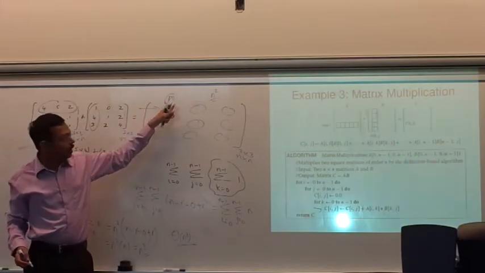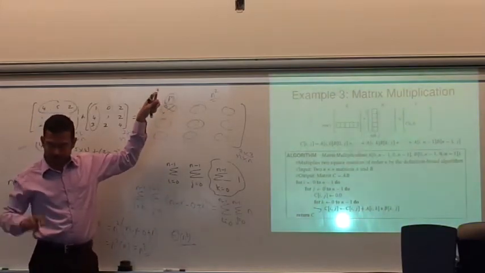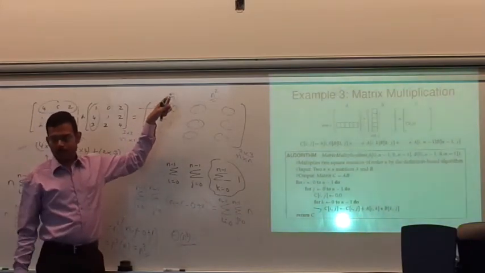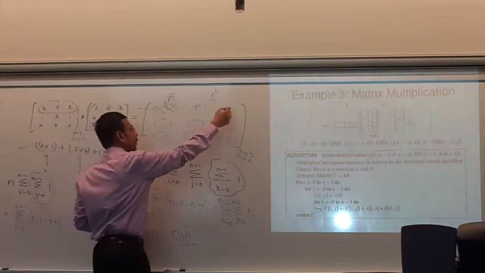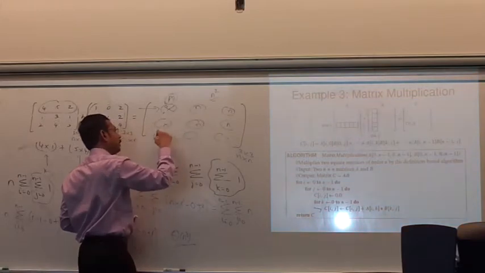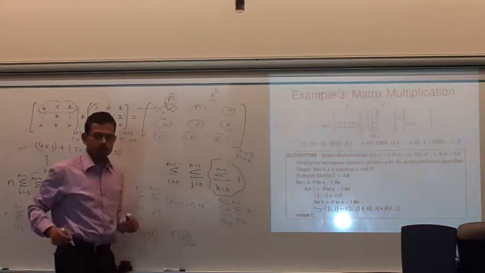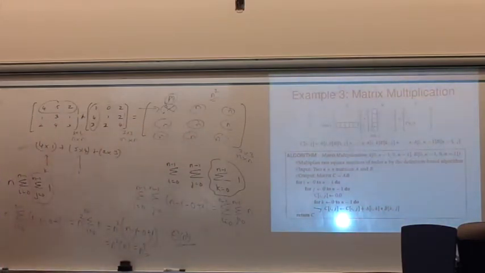So you will do what? n times n square multiplications totally. Right? So n multiplications for each of them. So it will be n times n square. That's all n cube. Okay? So everything comes from the interpretation of how this works.